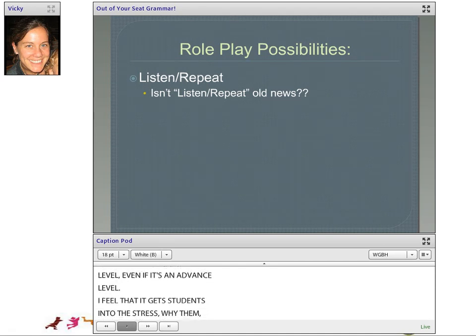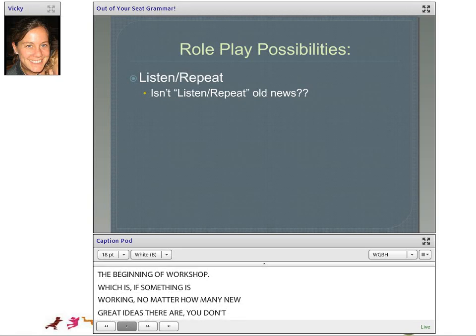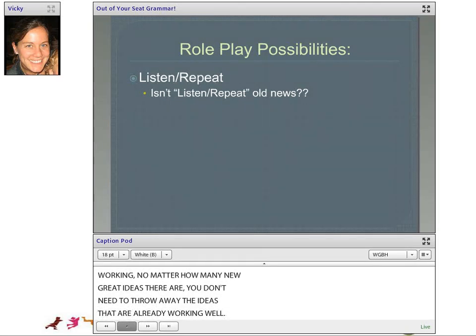But I've had teachers in workshops say to me, listen and repeat, isn't that kind of old news? Isn't that what people used to do? Aren't there new strategies? Isn't listen and repeat kind of old-fashioned? And I say, you know what? It is. It is old-fashioned, but it brings us back to the point that I made at the beginning of the workshop, which is, if something is working, no matter how many new great ideas there are, you don't need to throw away the ideas that are already working well. Am I going to spend my entire class listening and repeating? Of course not. But do I think that it's worth it to spend 2 minutes, perhaps, doing a listen and repeat? Absolutely.